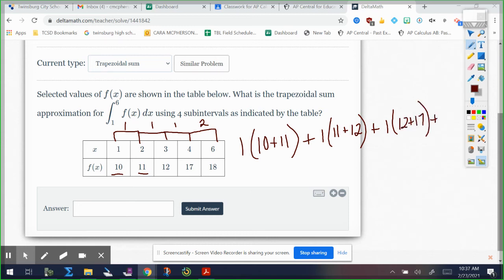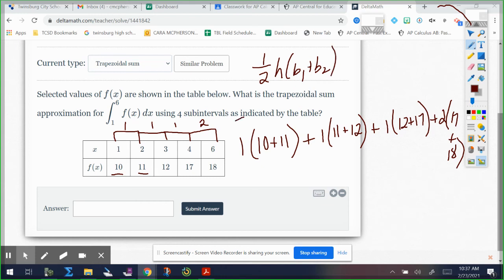My last one does have a height of 2, and I'm using bases of 17 and 18. 17 plus 18. Last thing we need to realize is we always have in our formula 1/2 the height times base 1 plus base 2. So after I do all of this, I need to cut my entire answer in half. I'm sure on Delta Math they'll put it all in with a half. I like to do the half at the very end. Just don't forget to do it.